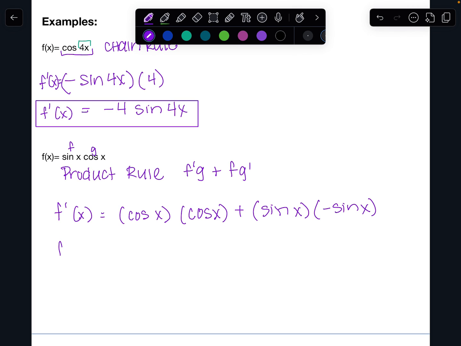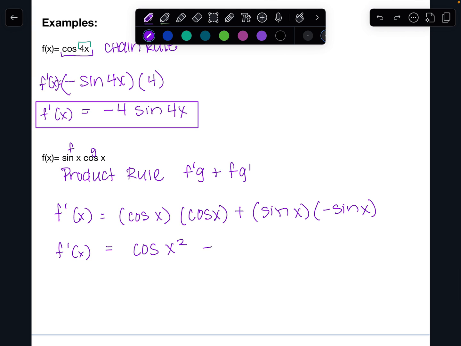And then we're going to multiply those out and simplify that. It's going to be cosine squared x plus, nope, because of this negative, it's going to be minus sine squared x, because this whole thing is squared.